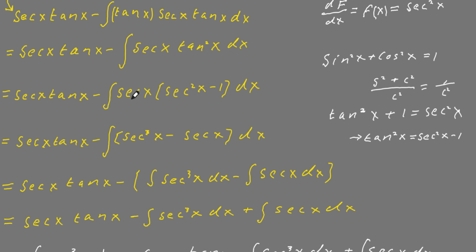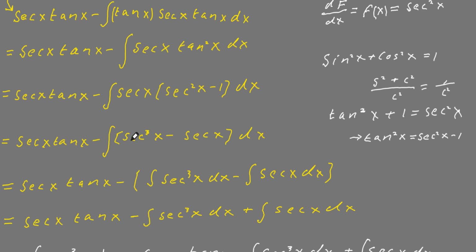Now what you can do is just distribute the secant x onto these terms. So you'll have secant x times secant square x is equal to secant cube x, and you'll have secant x times minus 1, which is just minus secant x.